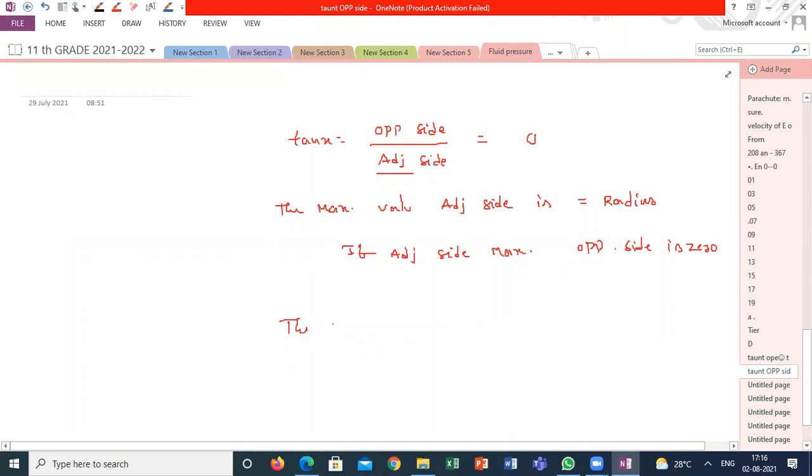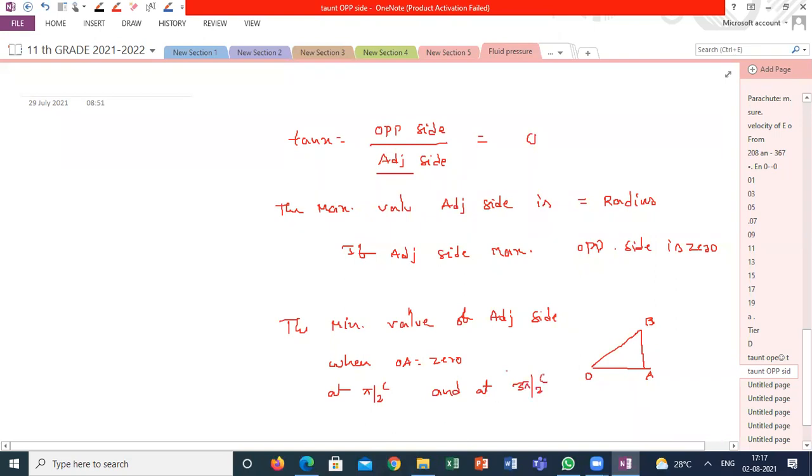So, the minimum value of adjacent side, at two places it is 0. What are the two places it is 0, guys? Sir, 0 degree and 180 degree. At 0 degree, adjacent side is 0. Check it. OAB. When OA is 0, at pi by 2 radians and at 3 pi by 2 radians. Correct? Adjacent side, not opposite side. Opposite side, as you said, 0 degrees and 180 degrees. I'm talking about adjacent side.